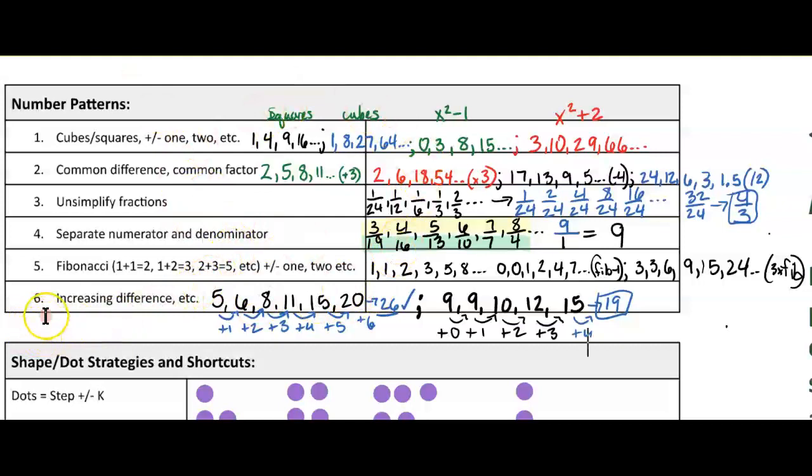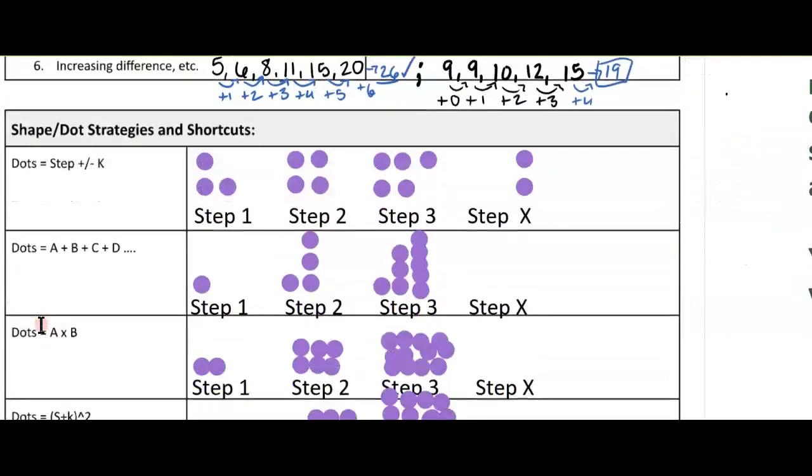Our dots are going to go a bit faster. There's fewer things to write. Okay, our shape dot strategies and shortcuts. One was very simple. When we have some number of dots more than our steps, so for instance here I have step 1 and then have 2 extra dots for 3. Here in step 2 I still have 2 extra dots for 4. Here in step 3 I still have 2 extra dots.